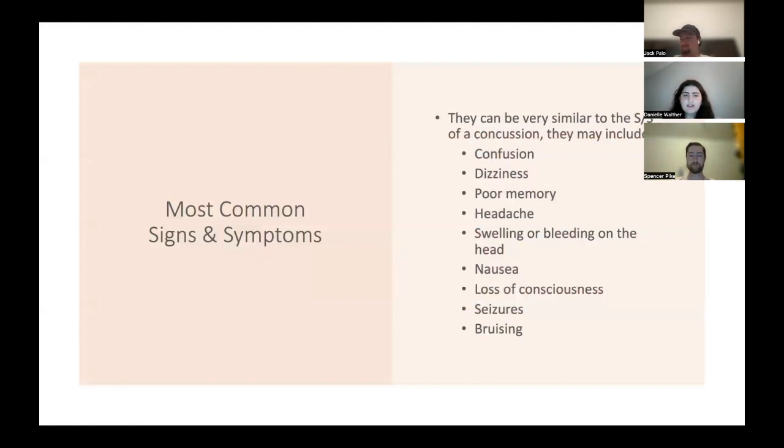And the most common signs and symptoms, obviously, there are a lot of signs and symptoms, and there are ones that are specific to each kind of fracture, but the most common are similar to that of a concussion. So confusion, dizziness, poor memory, headache, nausea, bruising, seizures, swelling or bleeding of the head, and loss of consciousness.